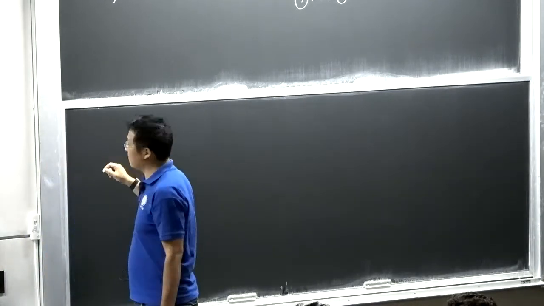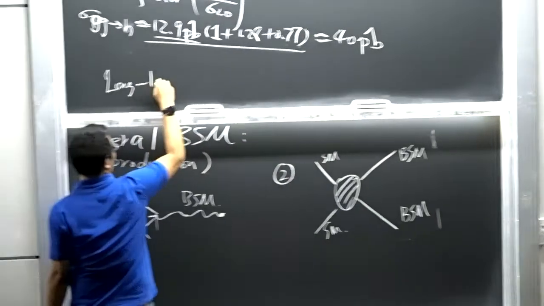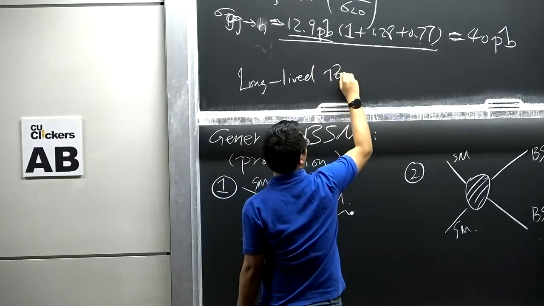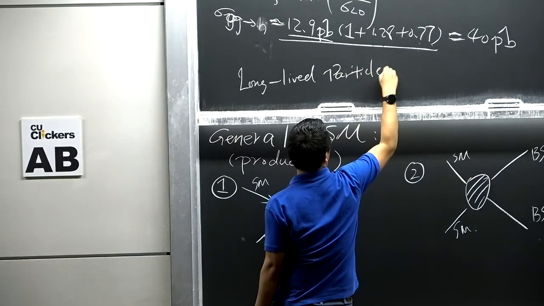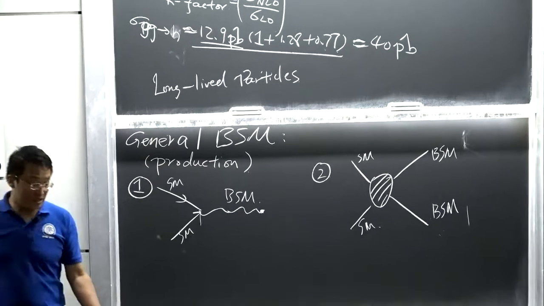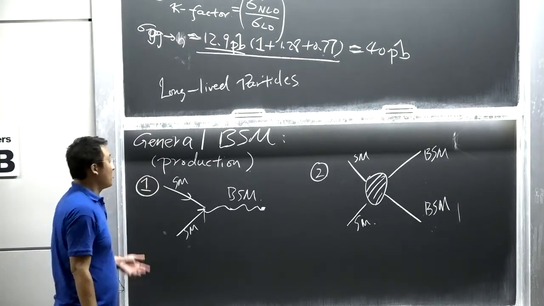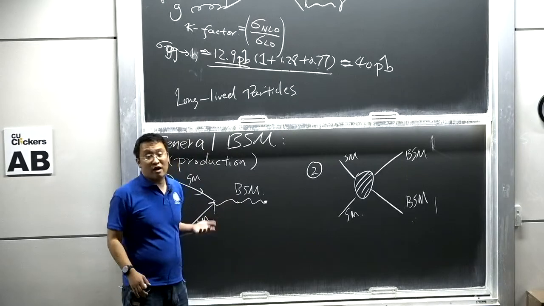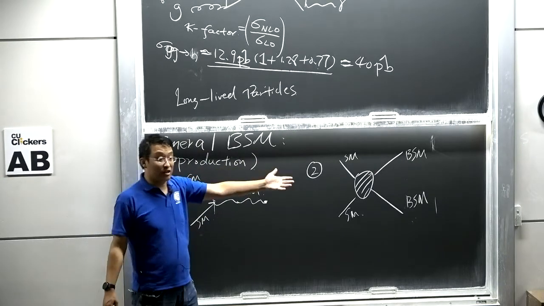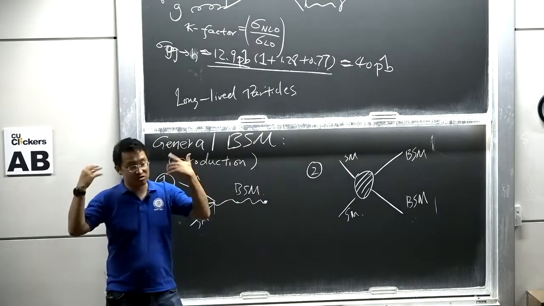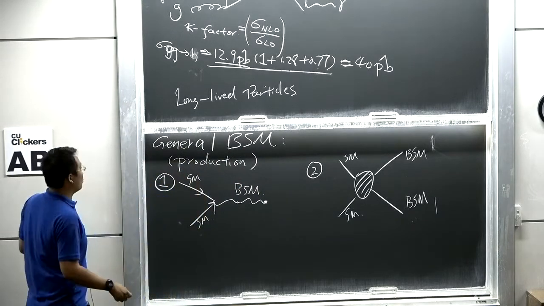So BSM particles themselves can be metastable at my colliders, or long-lived. This belongs to a class of particle signature called long-lived particles. As I mentioned yesterday, if a particle is metastable or long-lived, it can travel a certain distance in my detector and decay. So I have to think about search strategies to look for them.